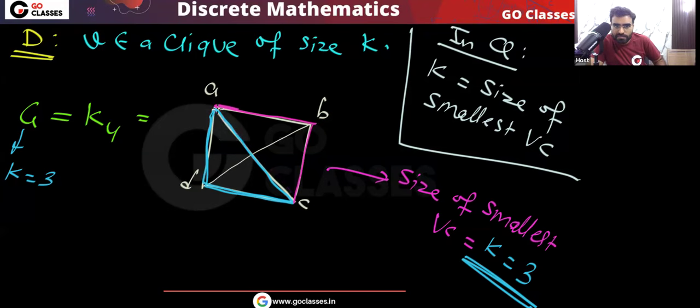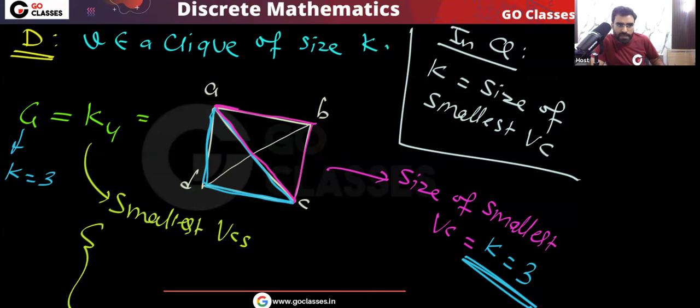Look at this. You can see that here A also belongs to a clique of size 3. B, C, D, all of them belong to a clique of size 3. Now, in this graph, what are the smallest vertex covers? Can you tell me? You can see that if I take ABC, that is the smallest vertex cover.